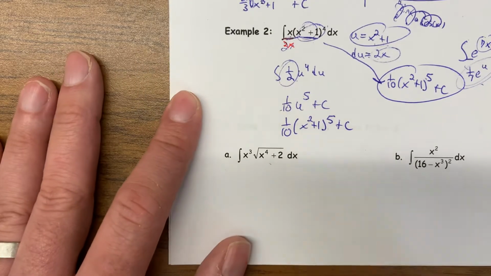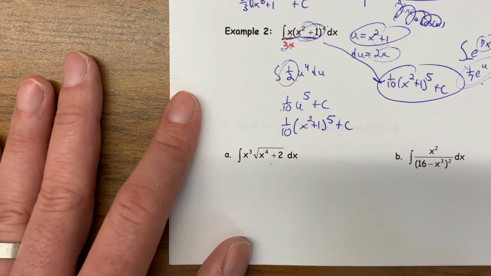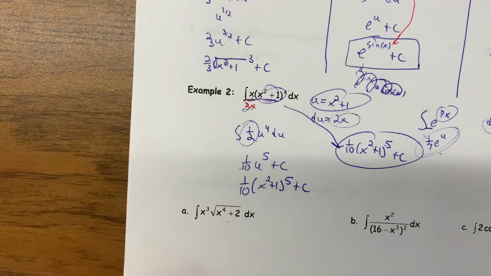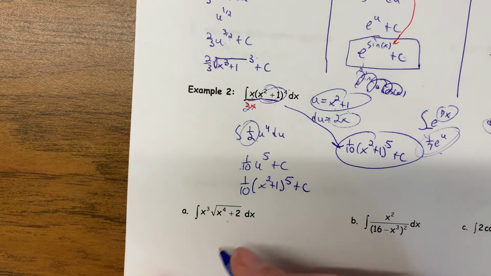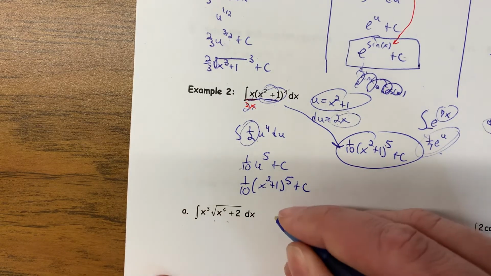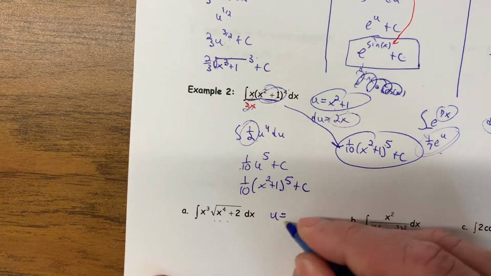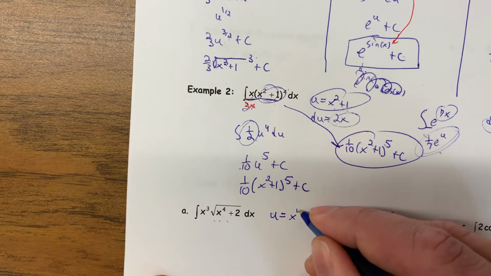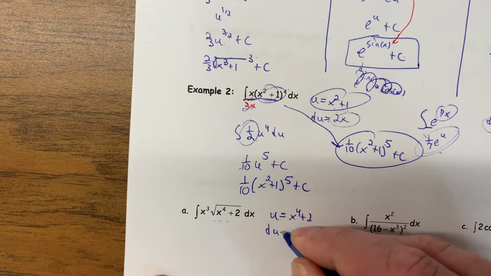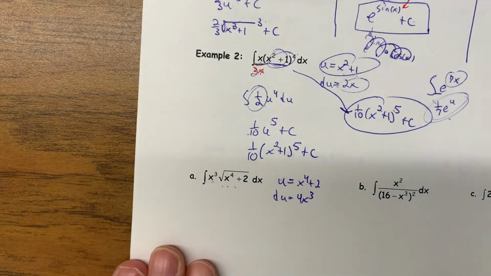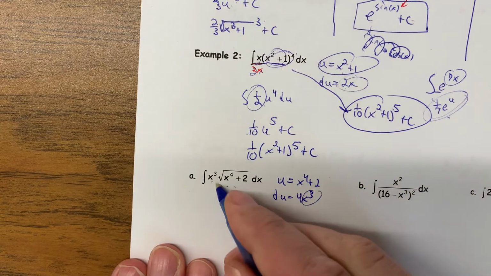Okay, before we get into these, let's do some practice on whether you can use substitution or not. And hopefully you feel pretty good about that. Now, can we use substitution here? Yes, because if u is the inside function, what should it be? x to the fourth plus 2, then du is 4x cubed. It's okay that this is a slightly different constant. The x cubes will cancel out.